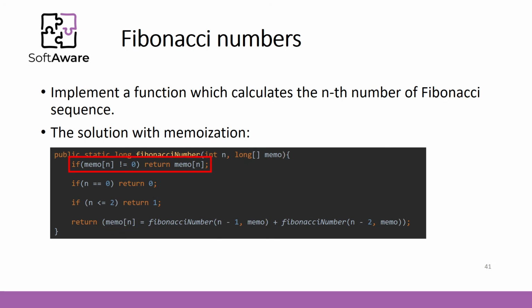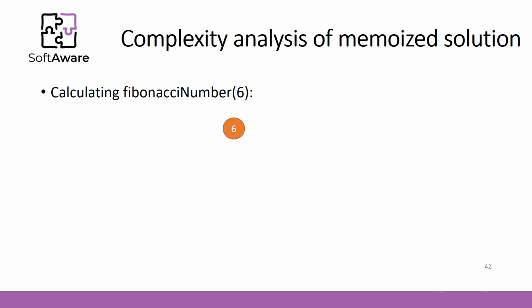Also, we add an additional base case to our function. We have to check if we have the solution for a particular number, and if so, we will take the result from the table instead of calculating it again. Now let's perform the complexity analysis of the improved solution.